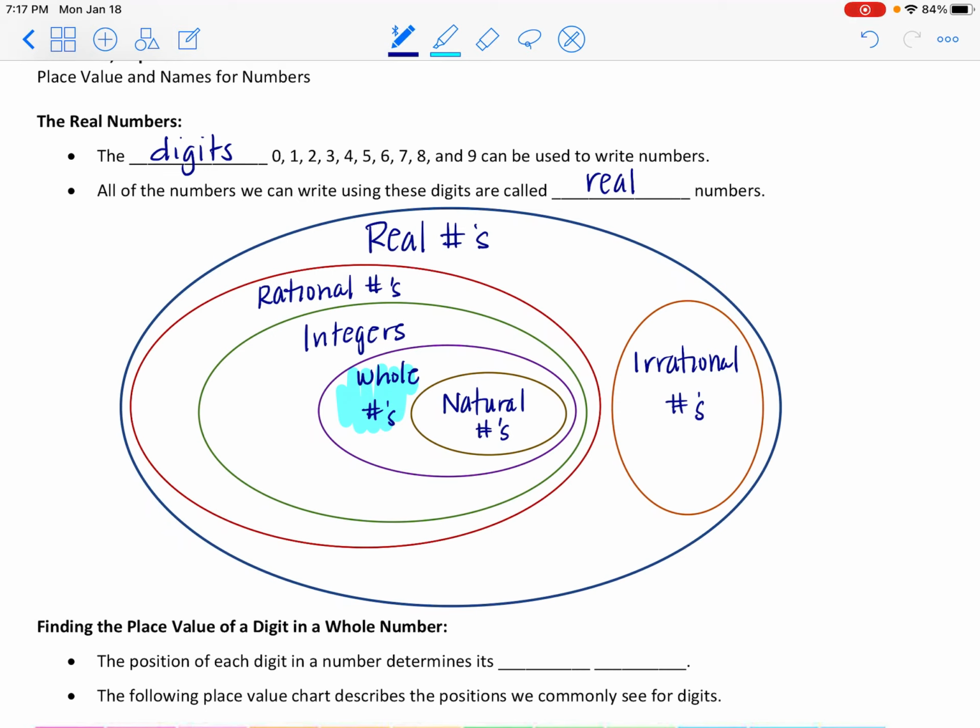So the whole numbers start at 0 and then 1 and 2 and 3 and 4. There's no fractions or decimals in them, but they start at 0 and they continue on forever without end. So this group of numbers, the dot dot dot, we call that an ellipsis, means these numbers go on forever. This group of numbers that starts at 0 without any fractions or decimals and goes forever without end, that's called the whole numbers. That's what we're going to focus on for this first module.